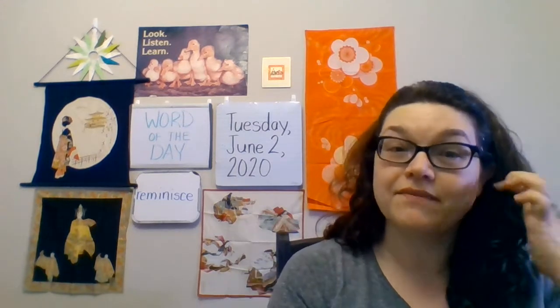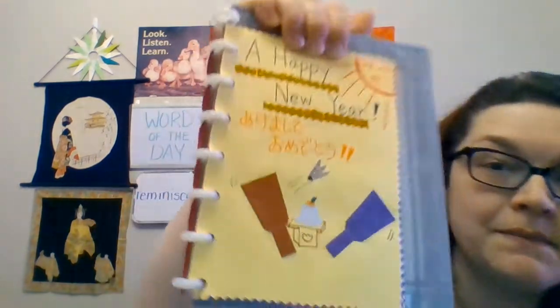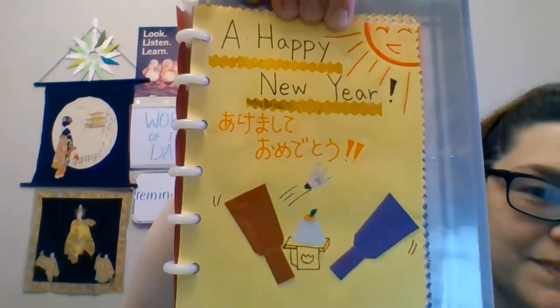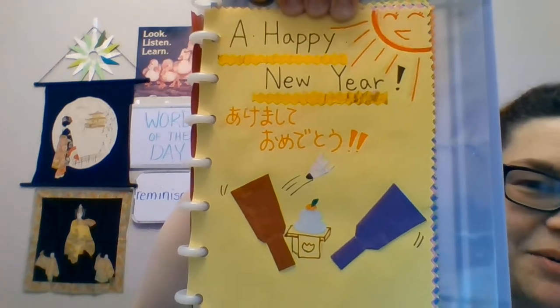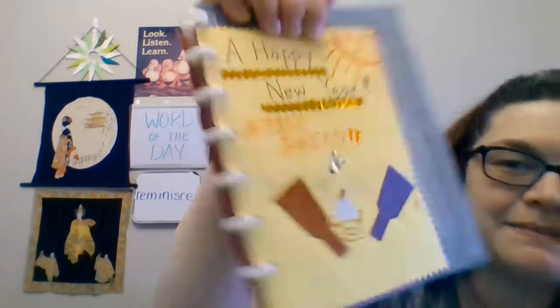What they did was part of the book is talking about Japanese holidays, so I'll talk about that a little bit. A very important holiday in Japan is Japanese New Year. So as you can see, they've made some little origami decorations to go with it, and they've written in Japanese.